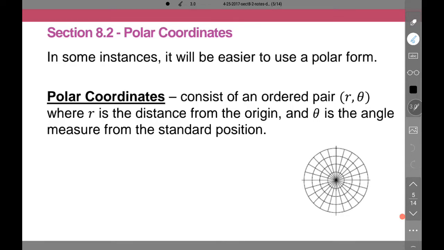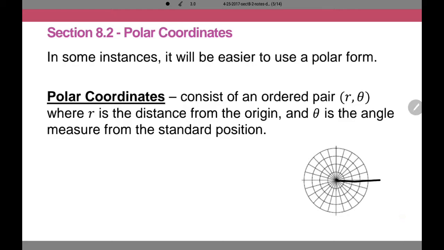So a polar coordinate, here's the definition that you get in the textbook, consists of an ordered pair of the radius r and the angle theta, where theta is the angle and it's measured from the standard position. So for instance, this would be 0, this would be pi over 2, and then 1, 2, 3, 4, 5, 6. So each of these is pi over 6 on this graph. Pi over 6, this is pi over 3, 2 pi over 6, and so on as you go around, all the way up to 2 pi.